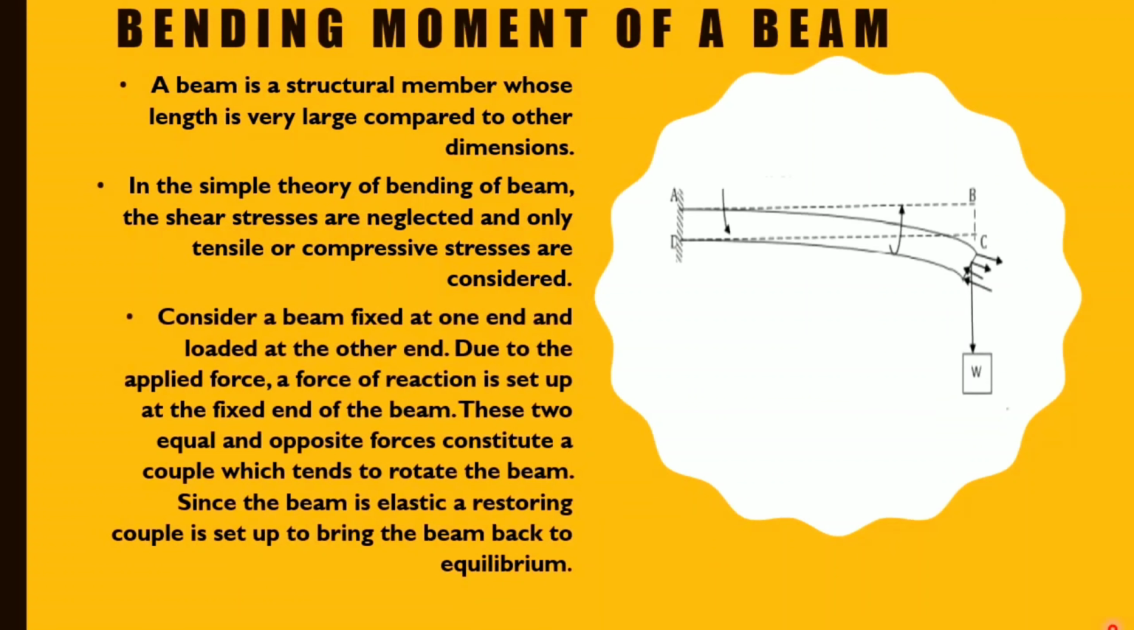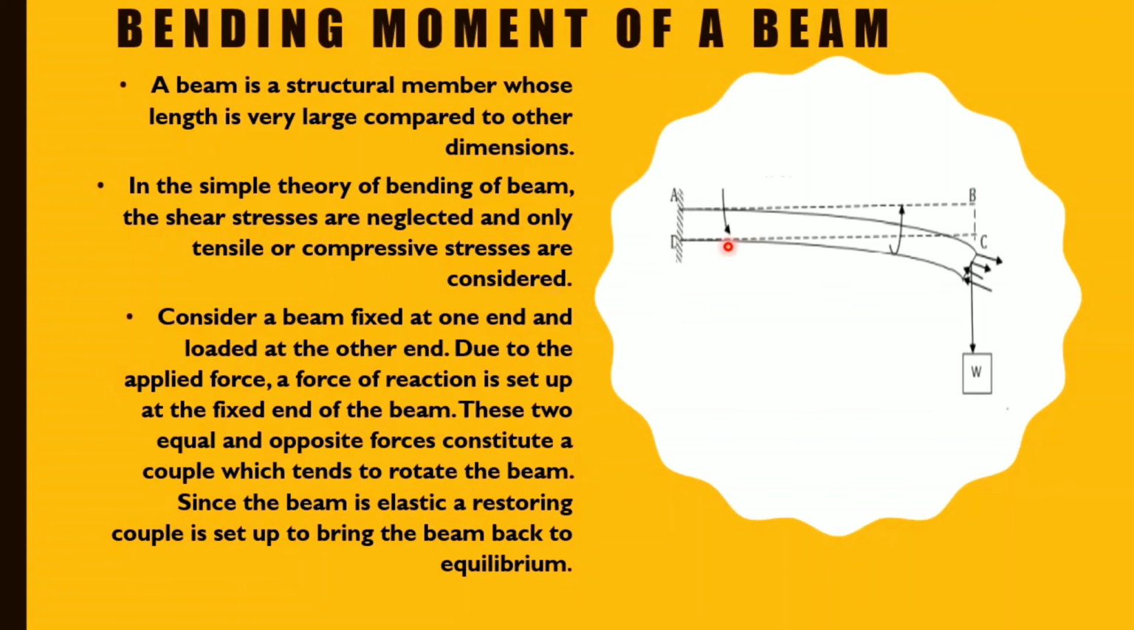Now, consider a beam fixed at one end. So this is the beam which is fixed at one end and the other end will be loaded with a weight. Due to the applied force, a force of reaction is set up at the fixed end. So here there will be a force of reaction which will get set up. These two equal and opposite forces constitute a couple which tends to rotate the beam.